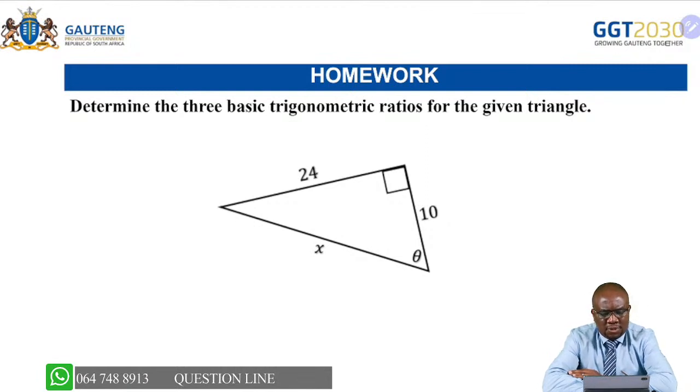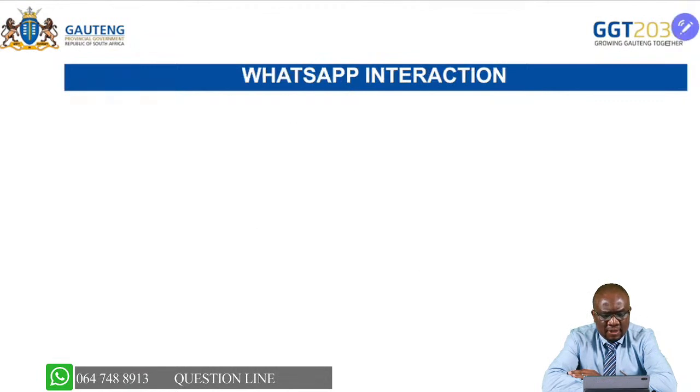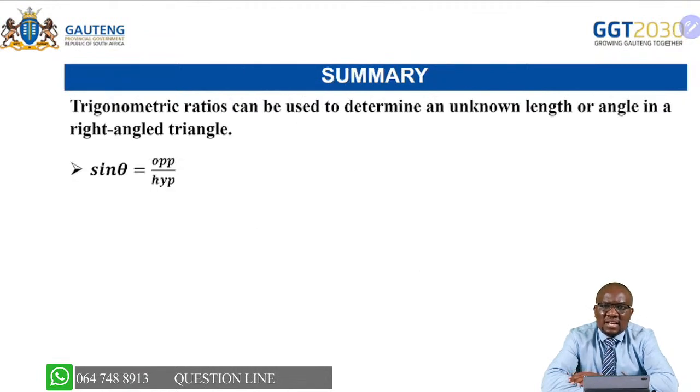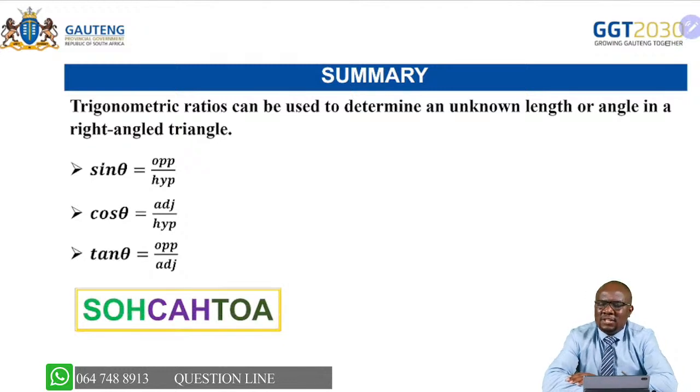But before we go, let's just summarize our lesson. Remember, I'll be checking your WhatsApp questions after the lesson. Sine theta is opposite over hypotenuse. Don't forget that, grade 10s. Cos theta is adjacent over hypotenuse. No one is going to forget that. And tan theta is opposite over adjacent. We have our most common acronym, which is SOHCAHTOA. Use that a lot and you'll never go wrong.